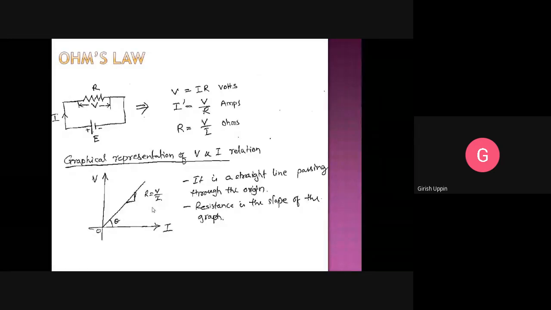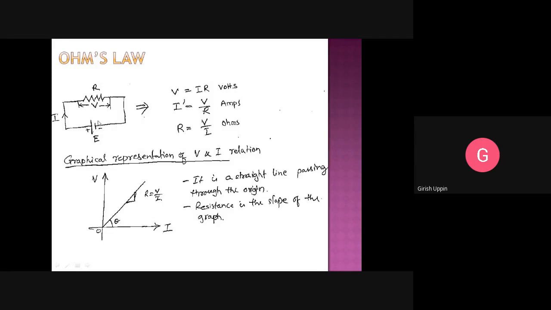Then applying Ohm's law to a simple circuit, we have a resistor connected to a voltage source, an EMF source, having a voltage of E. The electromotive force will make the current flow. And what is the direction of the current? From the positive plate, the current goes through the resistance and comes back to the negative plate.